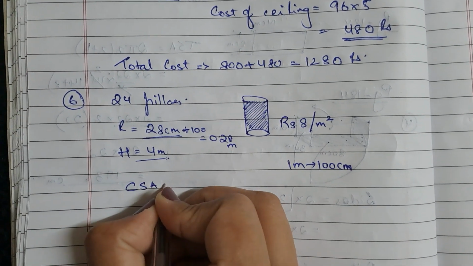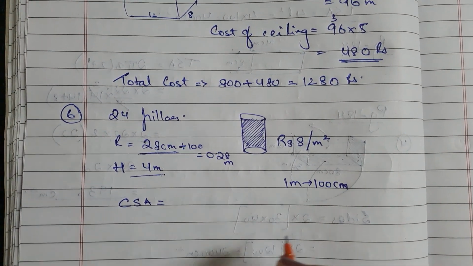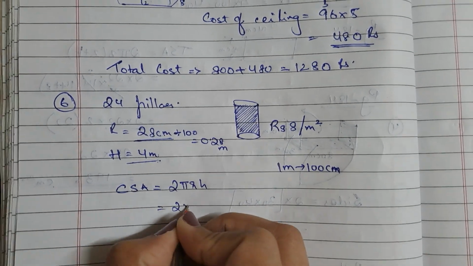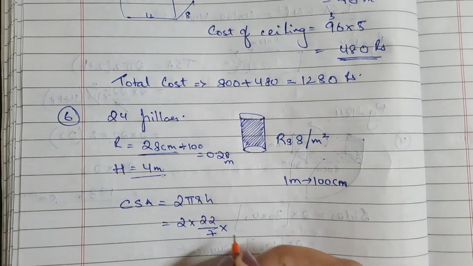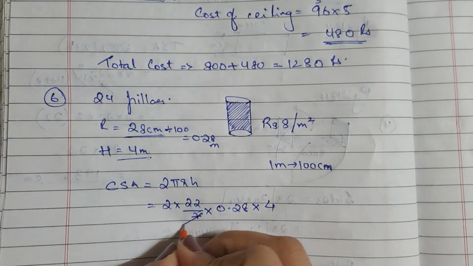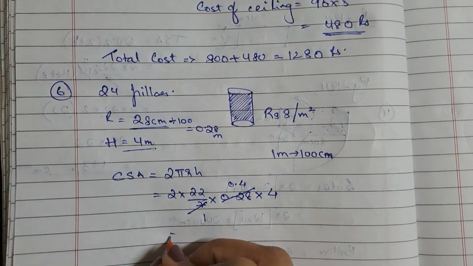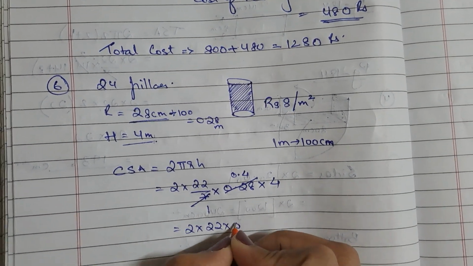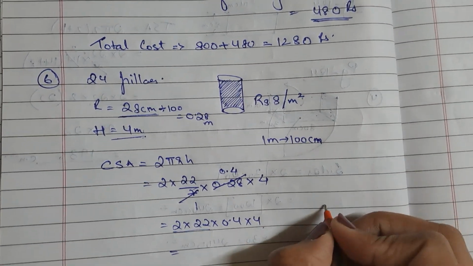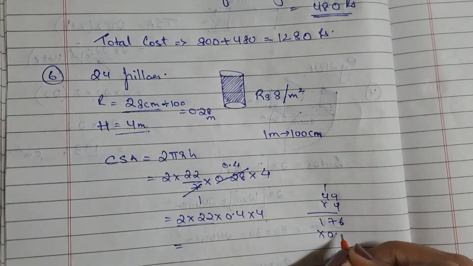The CSA of the cylinder is 2 pi rh. So 2 into 22 by 7 into r, which is given as 0.28, into h, which is 4. 7 ones are 7, this will come in the 7 table. 4 times, but there is a decimal before it, so I'm going to write it as 2 into 22 times 0.4 times 4. So that becomes 2 fours, 44. 44 times 4 is 176, times 0.4.